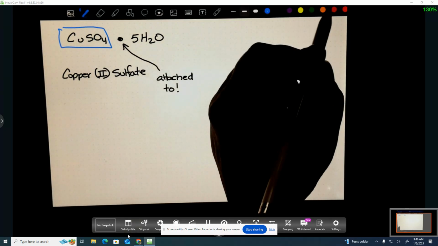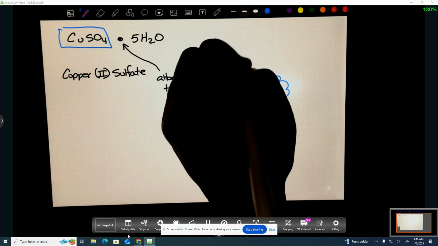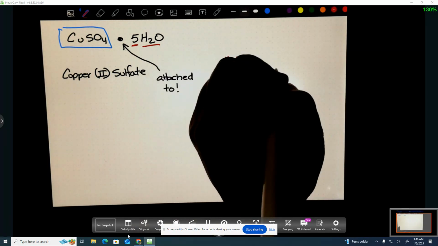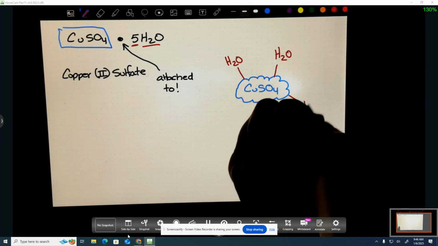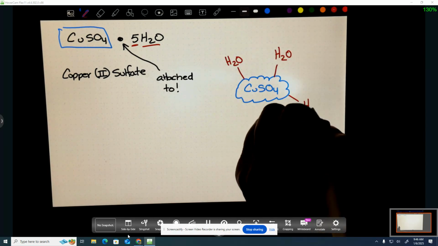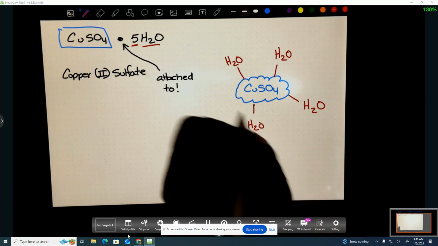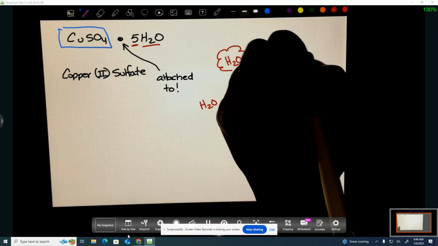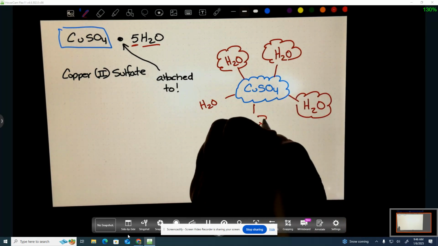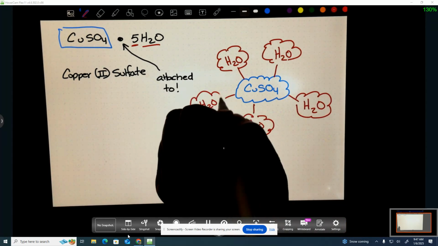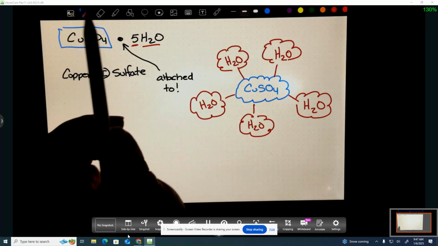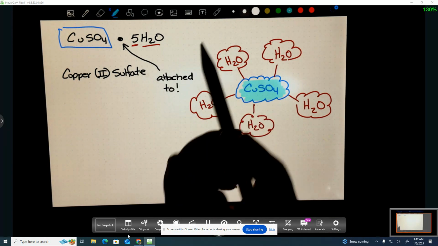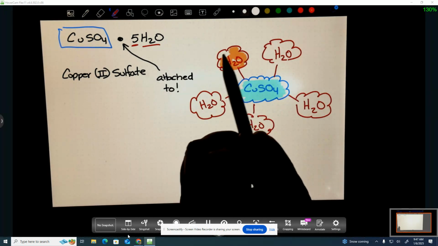This means that attached to that copper 2 sulfate, there are 5 water molecules. 1, 2, 3, 4, 5. So, this copper 2 sulfate, which is right here, has 5 water molecules attached to it.